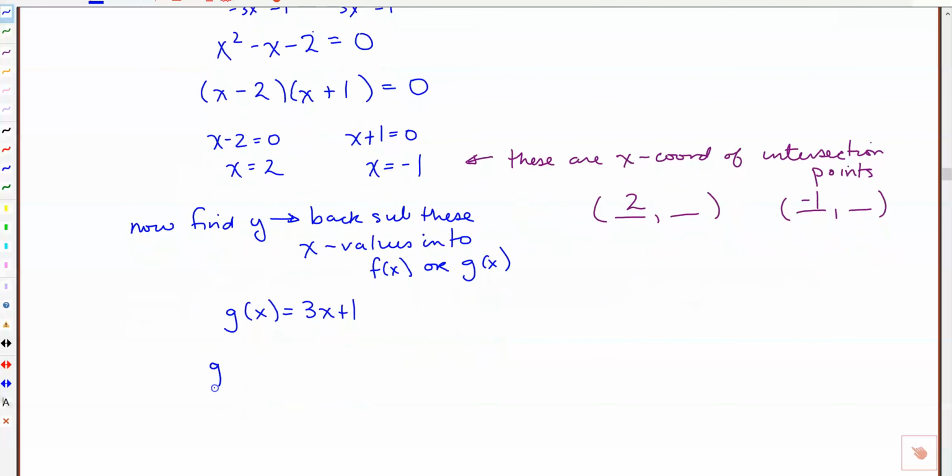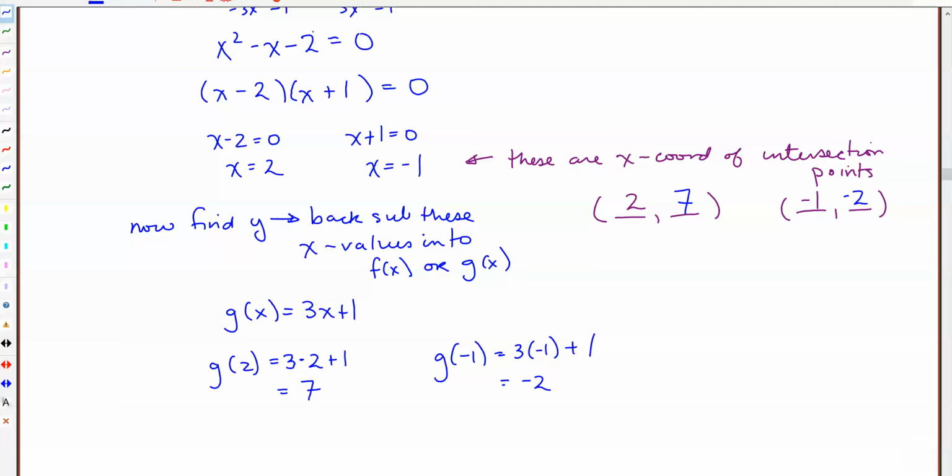So I'm going to first find g of 2, so 3 times 2 plus 1, which is going to be 7. That'll complete this ordered pair. So with an x coordinate of 2, my y coordinate is going to be 7. And then I need to find g of -1, which is 3 times -1 plus 1, which is -3 plus 1, or -2. That will complete my second ordered pair. So apparently I'm going to have these two very nice integer coordinates for the intersection points of these graphs.